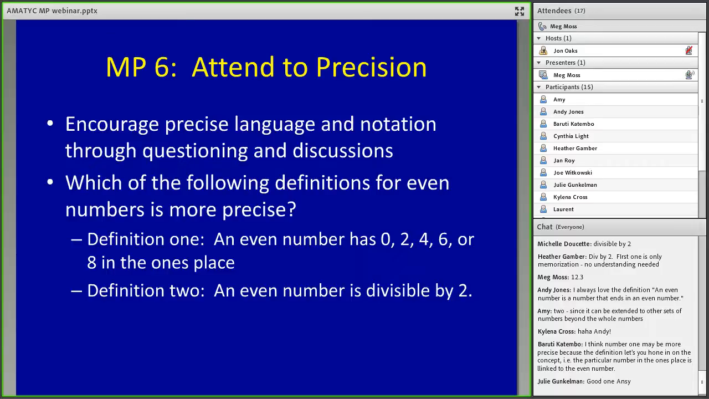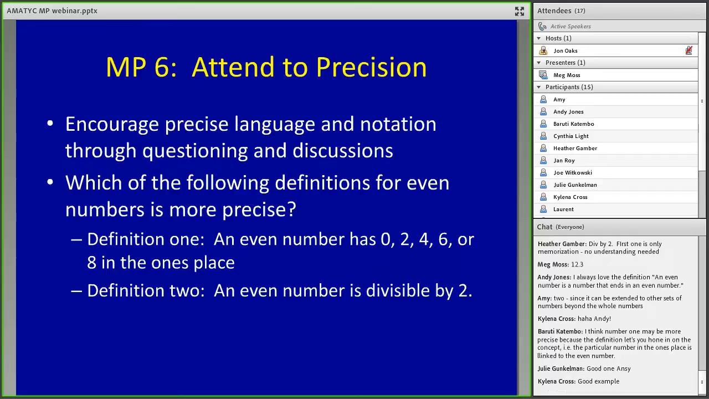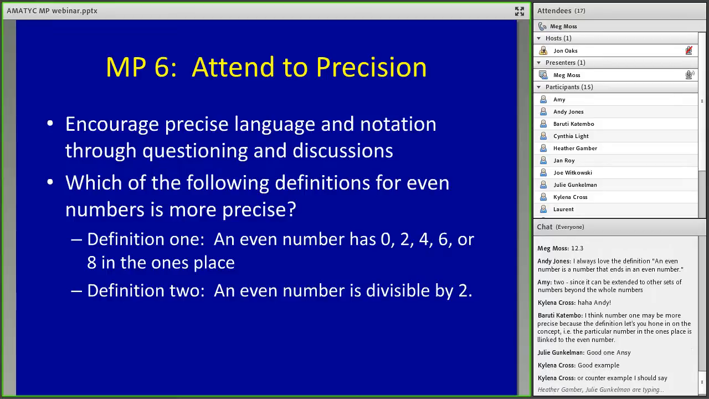Yeah, Rudy, but what about the number 12.3? So 12.3 is not an even number, but according to definition 1, it would be. So that's why, the biggest reason why I claim definition 1 is not very, very precise.